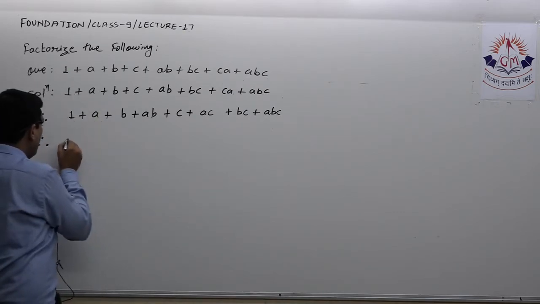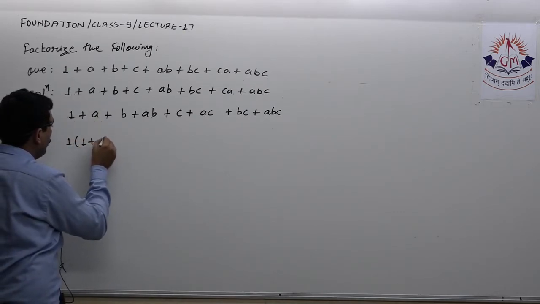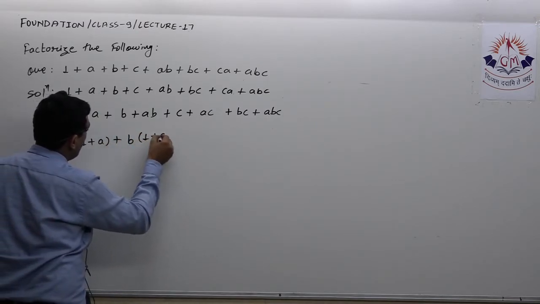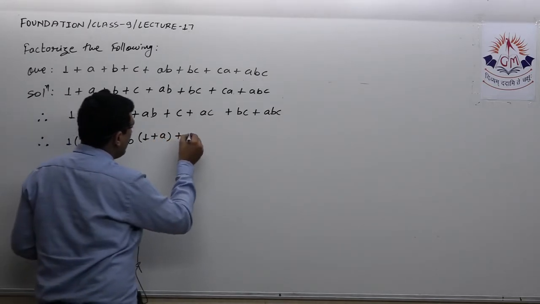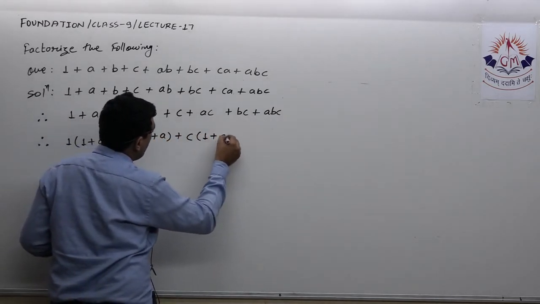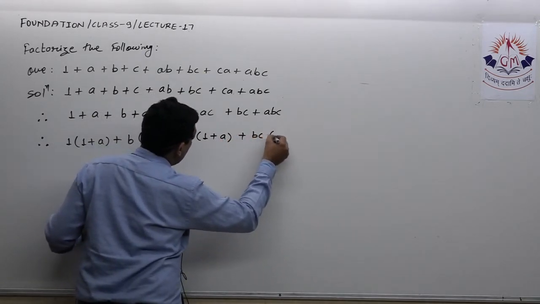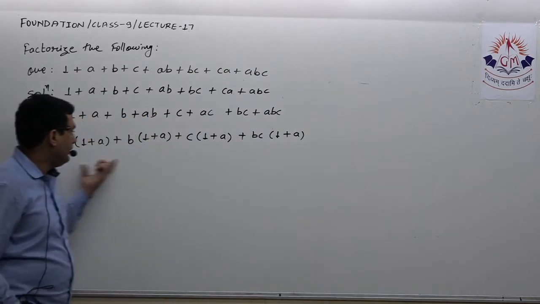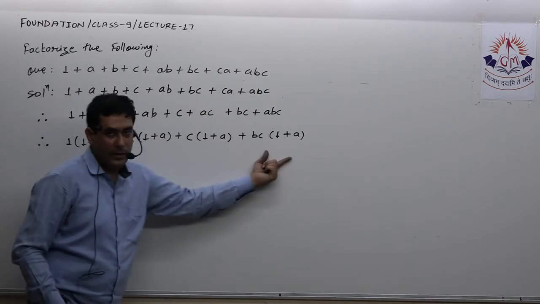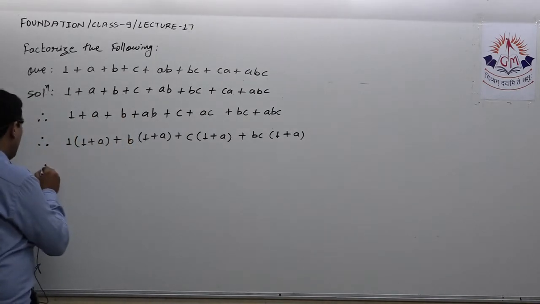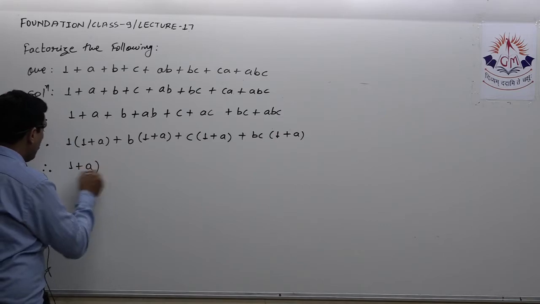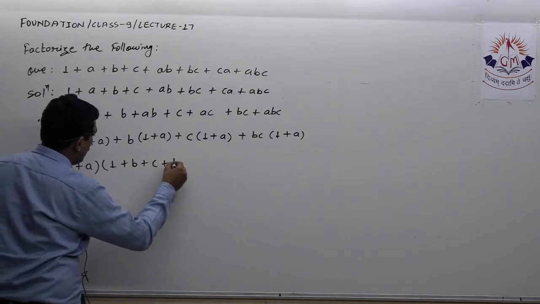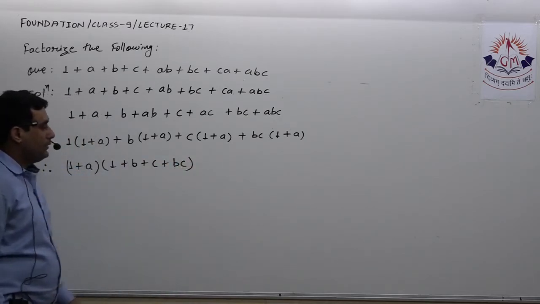So from these two I can take common 1, so here I will get 1 plus a. From these two I can take common b, so here I will get 1 plus a. From these two I can take common c, so here I will get 1 plus a. From these two I can take common bc, so I will get 1 plus a. Now each term of this expression has 1 plus a within it. So now I will take that 1 plus a common. So here I get 1 plus b plus c plus bc. So this is my final answer.